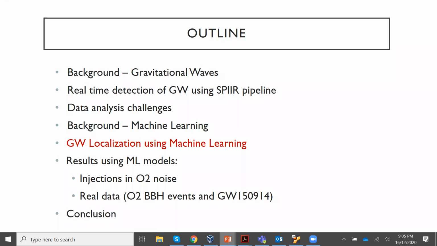So I'm going to discuss the methods and the different models that I use for localization using machine learning. And I'm going to discuss the results that I get using my machine learning models. I have results for two cases. The first is when I consider simulated gravitational wave signals injected in O2 noise, or noise from LIGO's second observation run. I also test my machine learning models on real data, which is the real LIGO data for the binary black hole events from O2, and also the very first gravitational wave event, GW150914. Finally, I'm going to conclude with some discussion and plans for the future.